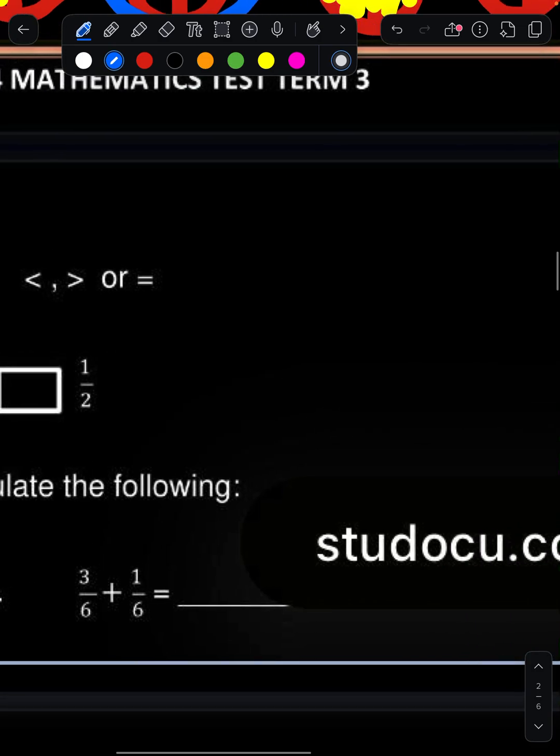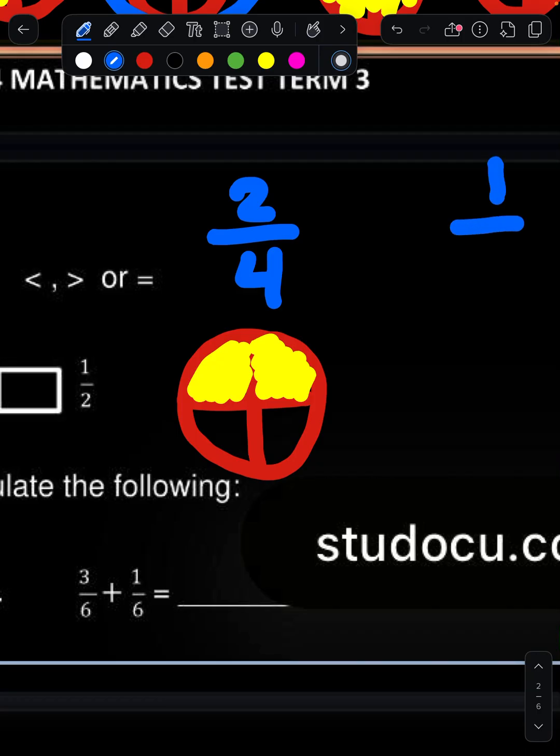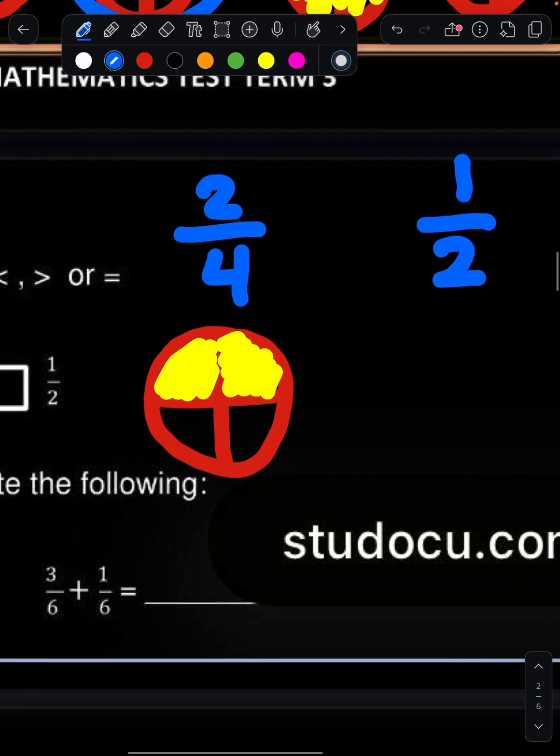So I'm going to say, this is my 2/4 cake. It's a cake. It's split into 4 pieces. So the bottom one tells us how many pieces there are. And we have 2 of them. So 2 out of the 4. And then the other one is a half. So 1 out of 2.